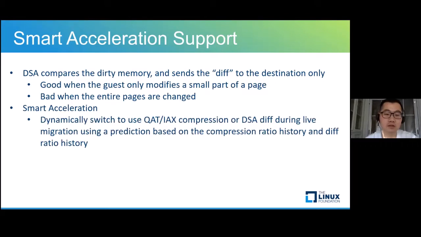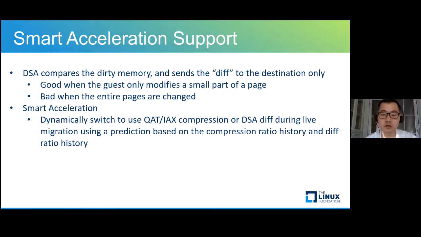With this technique, the migration thread will be able to dynamically switch to use QAT. IAX is also an accelerator that can be used for compression. So it can select either QAT or IAX to do compression, or use the DSA device to do delta processing during migration. This will rely on a prediction based on the compression ratio history and the delta encoding history.